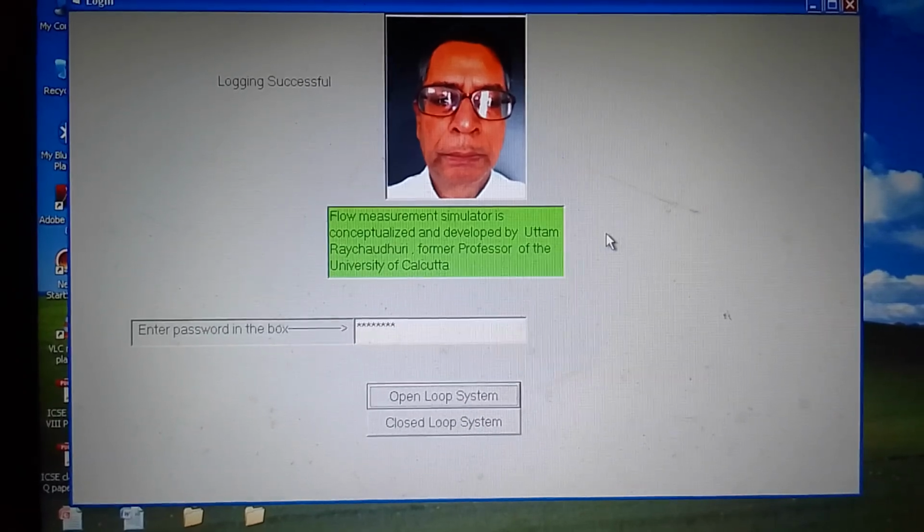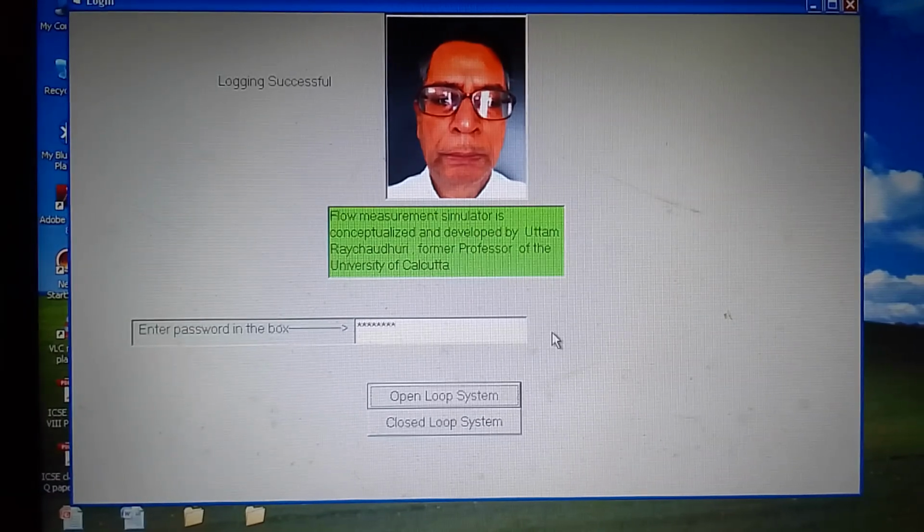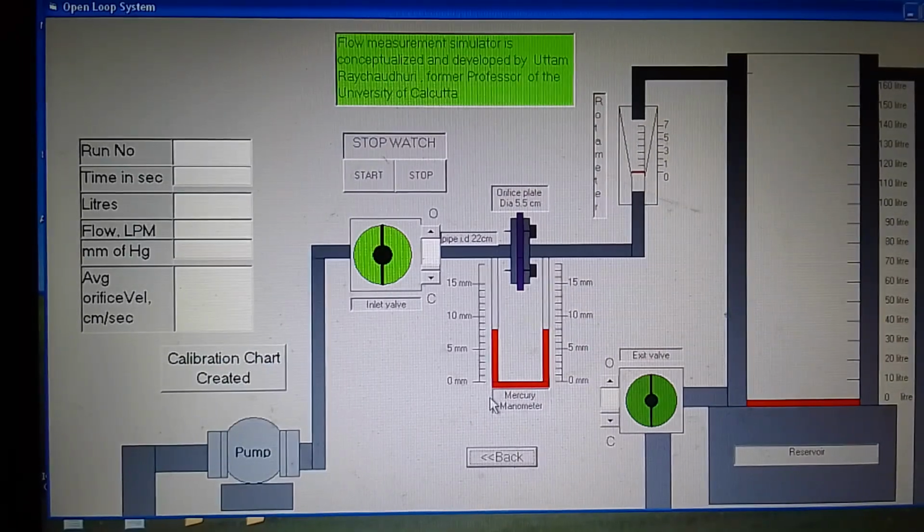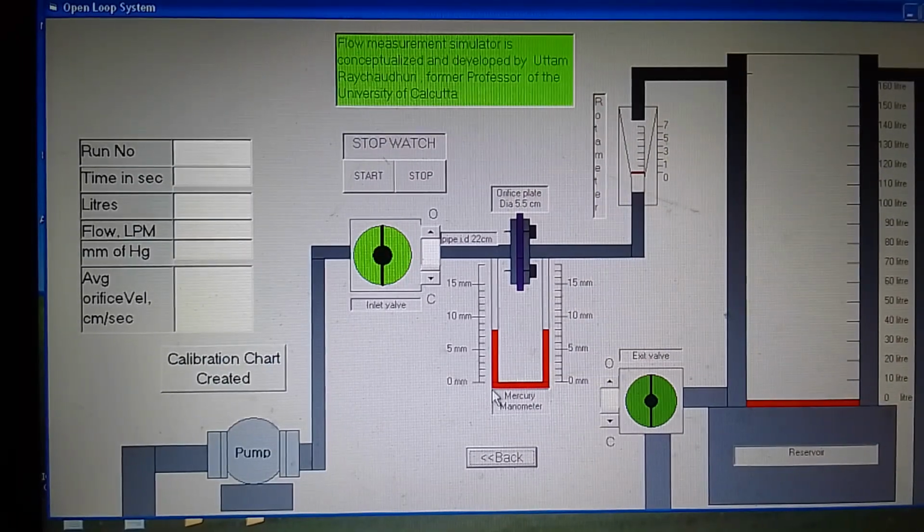I am Professor Uttam. Today I will discuss flow measurement using a rotameter and an orifice plate. So we will go to this open loop system, which is a physical system where measurements are done manually, and we calibrate an orifice plate flow meter and a rotameter here.